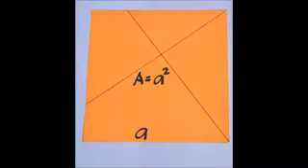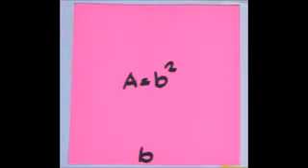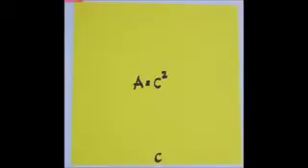Next, we have a smaller square which is B. The size of this square is equal to b, so the area of this square is equal to b squared. And lastly, the third square. The size of this square is c, so the area of this square is equal to c squared.